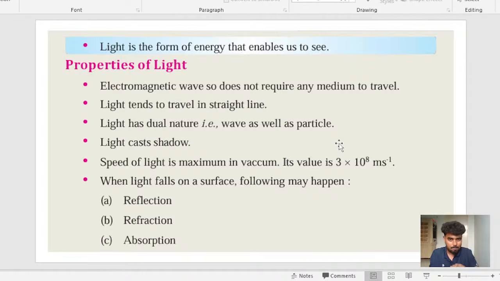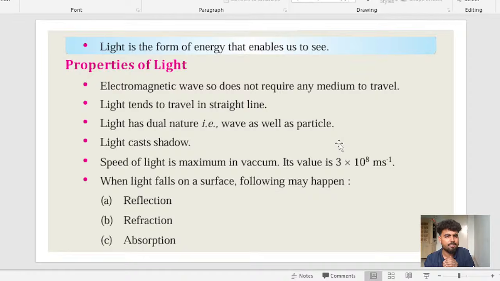Okay, I will repeat it again. The main points you should remember are what is meant by a light. Light is a source of energy or a form of energy. The second point, it is an electromagnetic wave, so it consists of both electric field and then magnetic field. The third point is it travels in a straight line. Fourth point, the speed of light is maximum in vacuum. So the value is 3 into 10 power 8 meter per second.